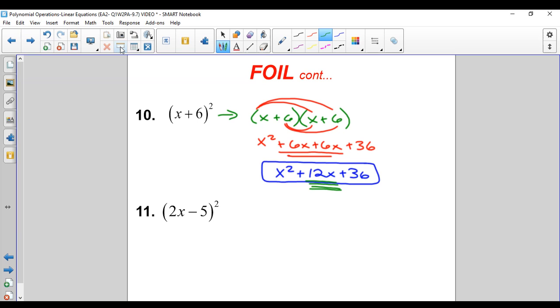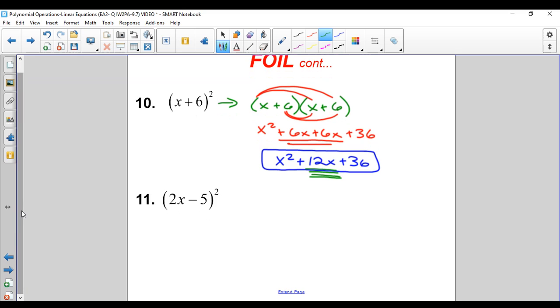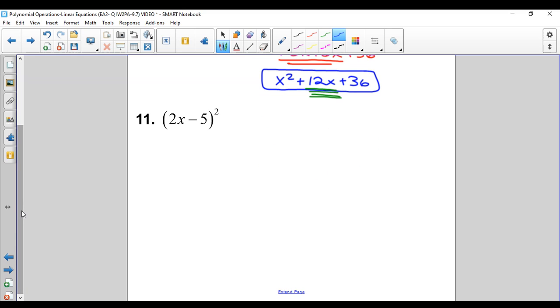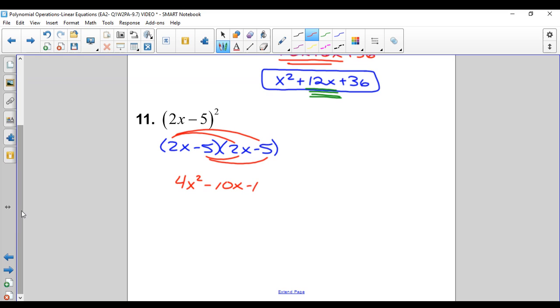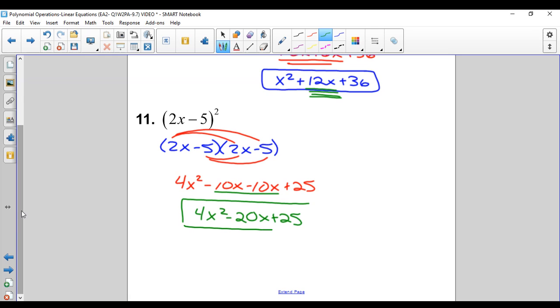Same with this last one, number 11 here. I always tell my students to expand it first so you actually can physically see them being FOILed. First, outer, inner, last. Running through that quickly, you get a minus 10x, minus another 10x, plus a 25. Combine the middle, and that's a wrap. 4x squared minus 20x plus 25.